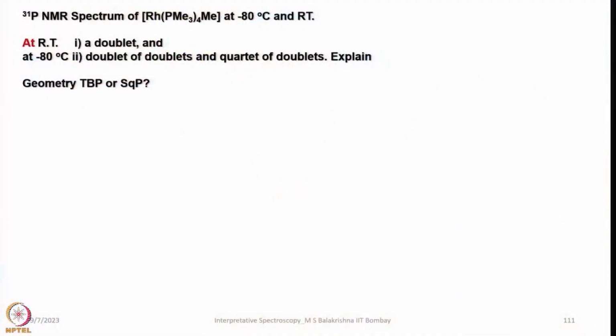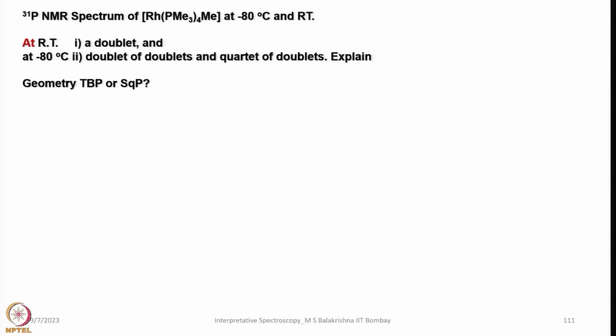I have another interesting molecule here. The 31P NMR spectrum of the tetrakis trimethylphosphine methyl rhodium compound shows some sort of fluxionality. At room temperature, it shows a doublet. At minus 80 degrees centigrade, it shows two signals: one is a doublet of doublets and another one is a quartet of doublets. So how does that happen? First, we should look into the molecule and how many ligands are there. And of course, by looking into the molecule, we should be able to tell that it is rhodium(I). Let me write the possible structures.